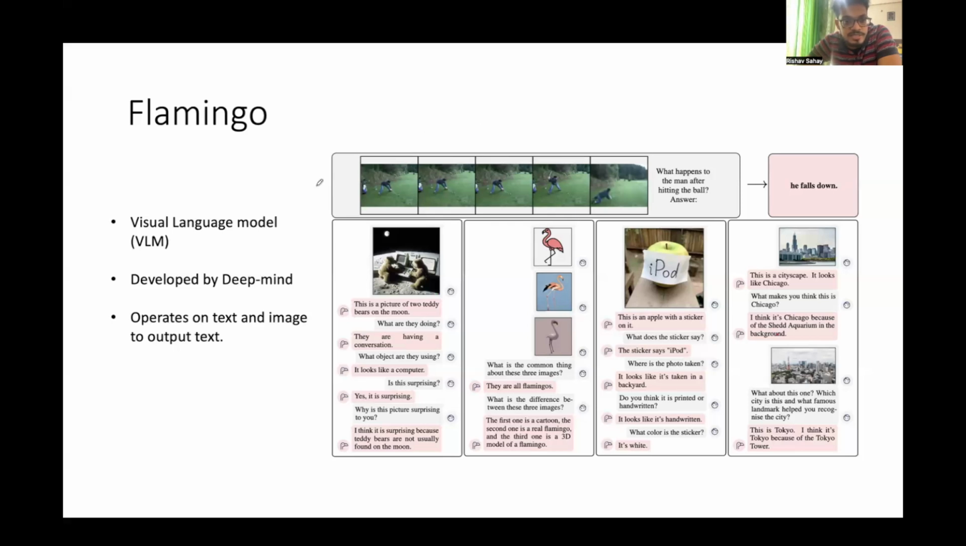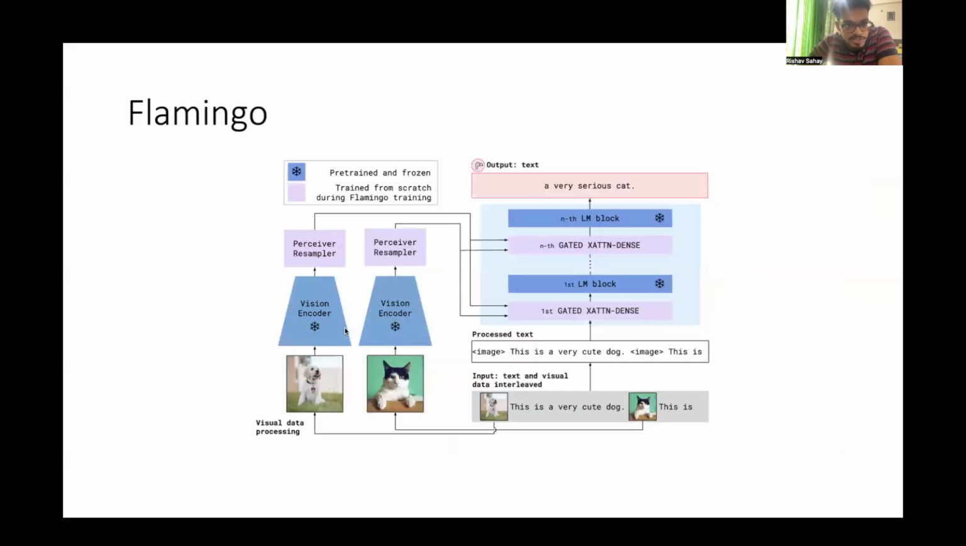Similarly, there are other cases, like if you see here, there is a picture given, and the Flamingo model correctly says that this is a picture of two teddy bears on the moon. And then the user will ask follow-up questions, and the model is able to correctly comprehend the input and provide the right output. So we can go through each of the cases here. Yeah. So now let's look at the model architecture that has been used for Flamingo.